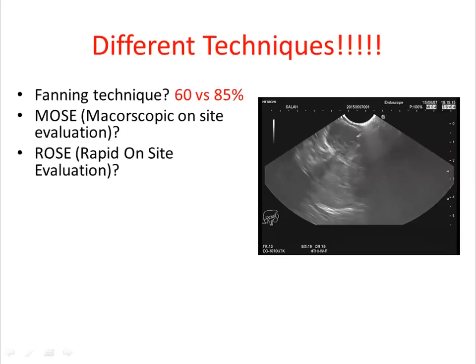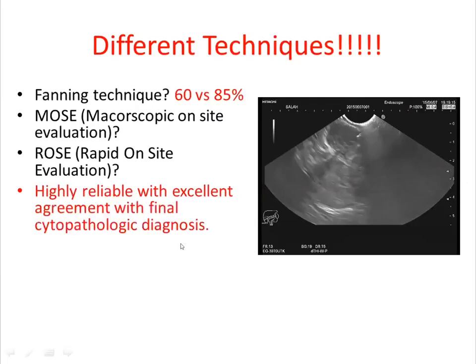What about ROSE, rapid on-site evaluation? Yes, this is very important and highly reliable with excellent agreement with final cytopathologic diagnosis. And actually, the best thing you can do is to have a cytopathologist beside you. But unfortunately, in most instances, the cytopathologist is too busy. So in my experience, in more than 80% of the occasions, I don't have ROSE. ROSE is available in only 10 or 20%.